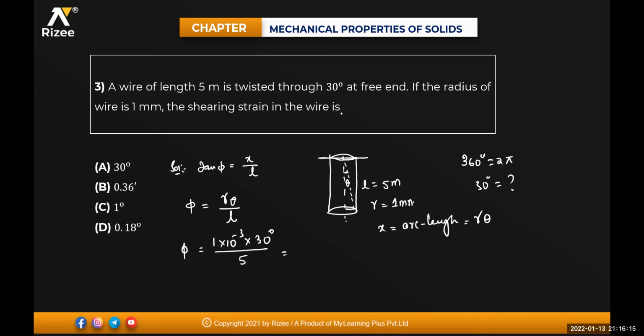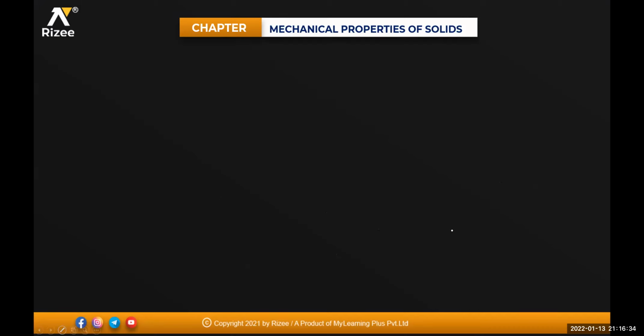5 by 6. Very good. 30 degrees will be equal to 5 by 6. Done. So that is 10 power minus 3 into pi divided by 6 into 5. You simplify it, you will get the answer for this one. I am leaving the calculation for you. You should be getting the third or second option as your answer.